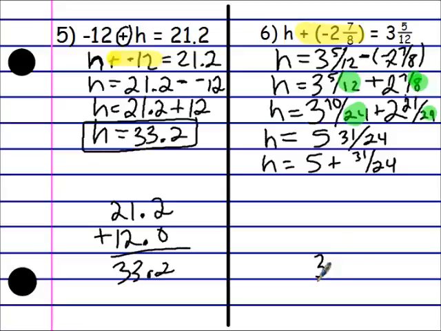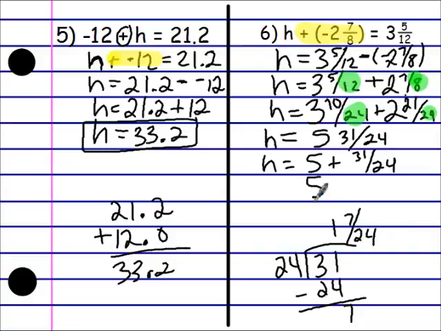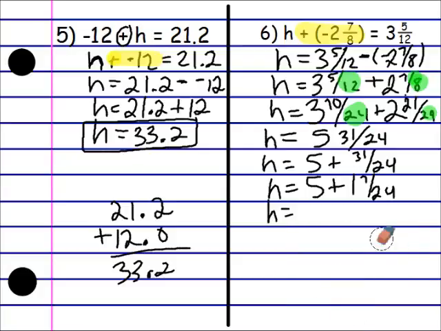And now I'm going to combine 5 and 31/24. So 31 divided by 24. 24 goes into 31 one time. When you subtract that, you'll get 7. So you have 1 and 7/24 added to 5. So 5 plus 1 and 7/24 will give you your final answer, which is, let me just erase, make a little bit of space here. So you'll have 6 and 7/24.